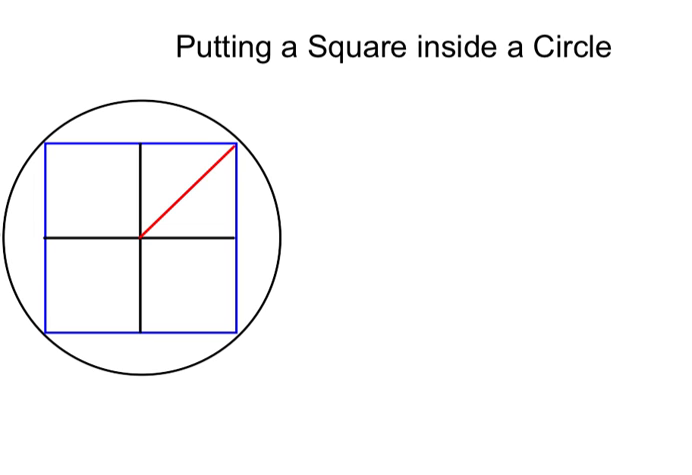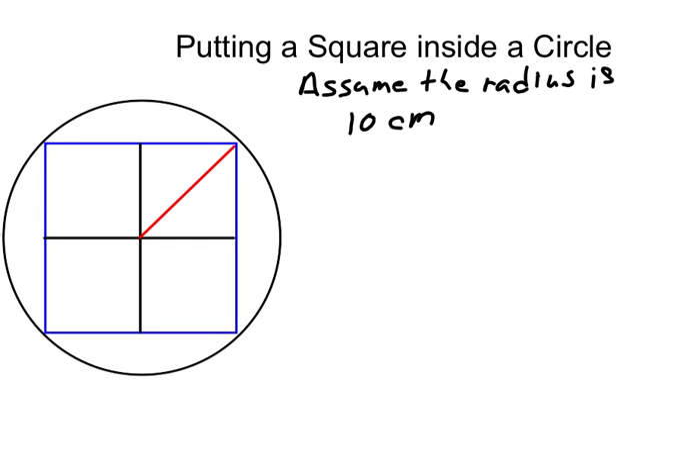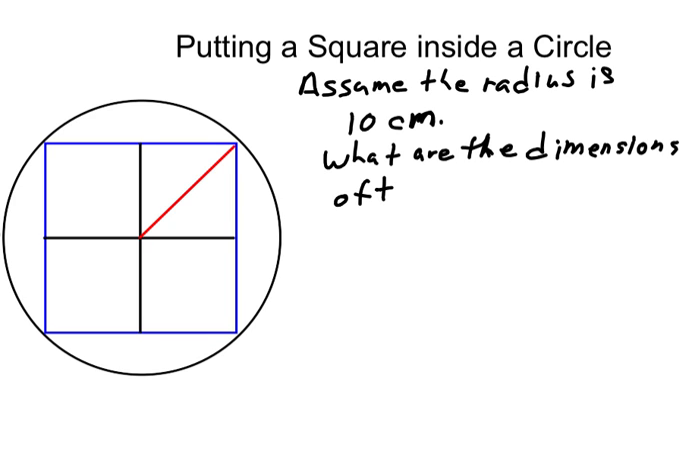So, let's set up a problem then. Assume the radius is 10 centimeters. It's a pretty small little tree. What are the dimensions of the biggest square that would fit?